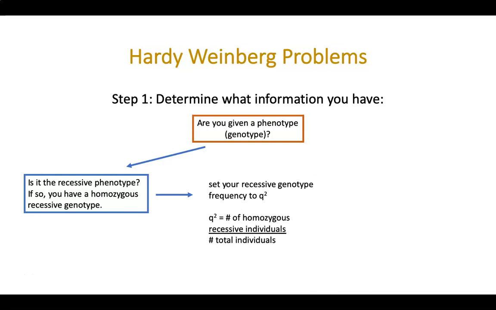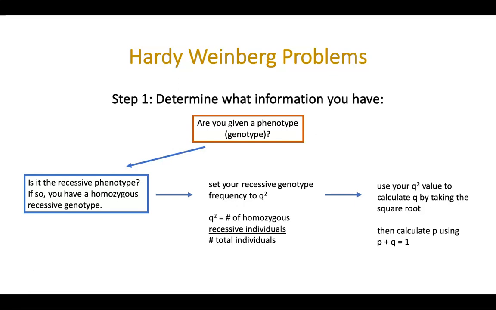So you're going to set your recessive genotype frequency to q squared. Since it's a frequency, it is calculated the same way that you calculate p or q. You just have to keep in mind what you're going to be using. If you need to calculate q squared, you're going to count up the total number of homozygous recessive individuals, or the total number of individuals with your recessive phenotype, and divide that by the total number of individuals in your population. So now you have the q squared part of the Hardy-Weinberg equation.